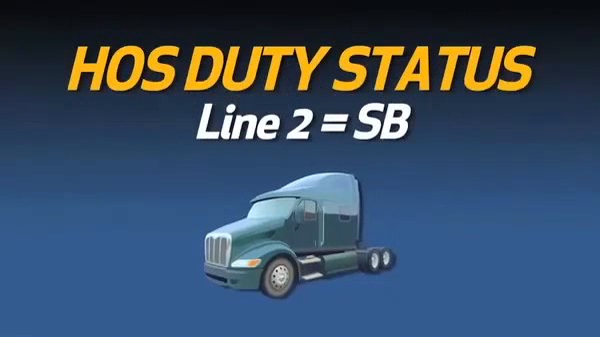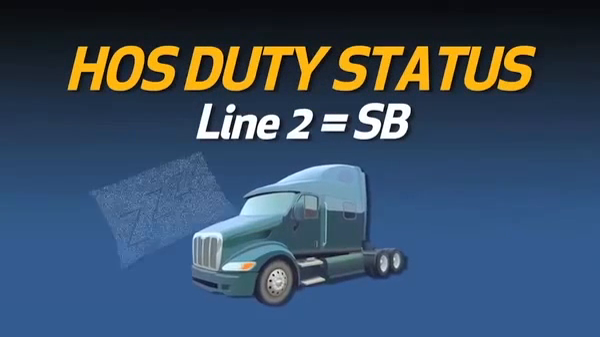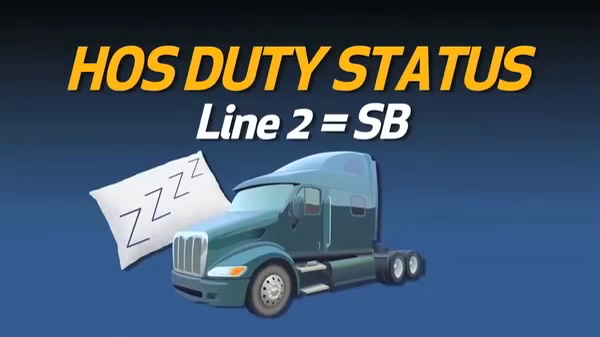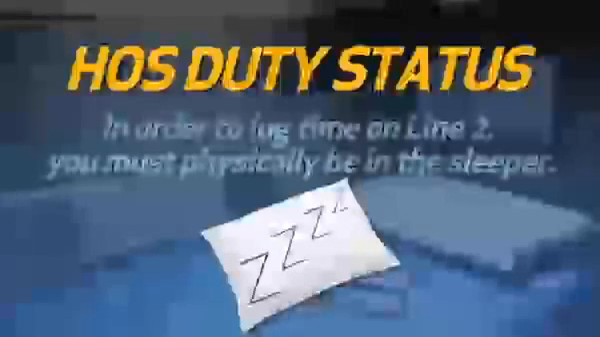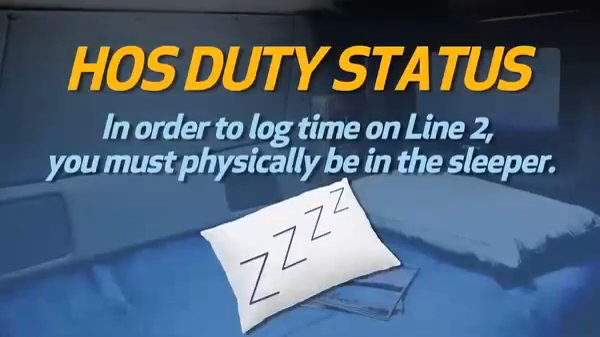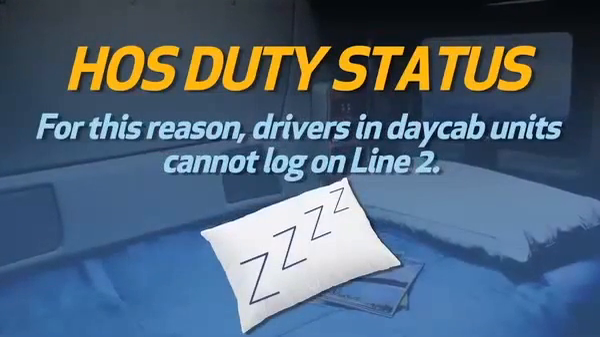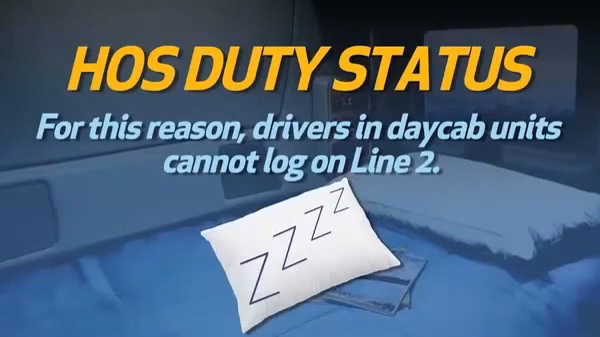Line 2 equals sleeper berth and is referred to as SB. It consists of all time spent in a DOT-qualified sleeper berth. In order to log time on Line 2, you must physically be in the sleeper. For this reason, drivers and day cab units cannot log on Line 2.